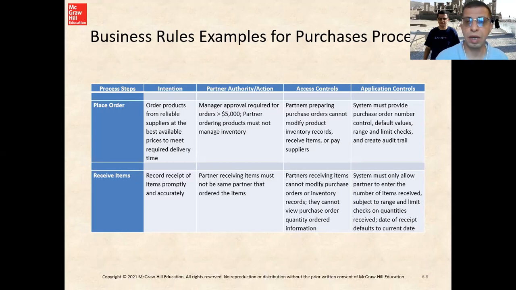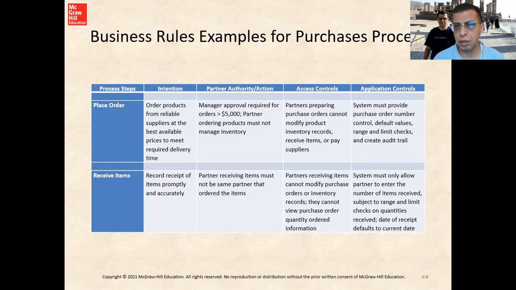The authority and the action we put in it: manager approval is required for an order of more than $5,000. The partner ordering product must not manage the inventories. So the partner can manage the inventory if it's less than $5,000, but if it's more than $5,000, the manager needs to put an approval.